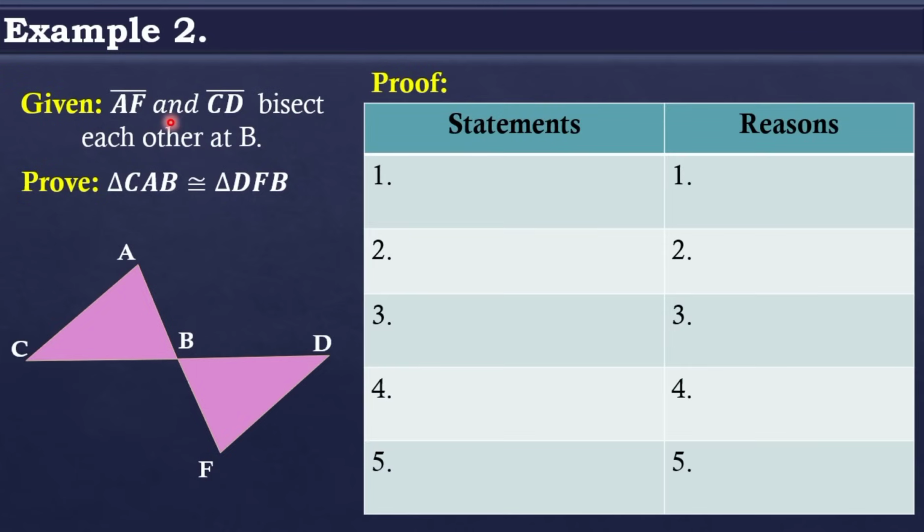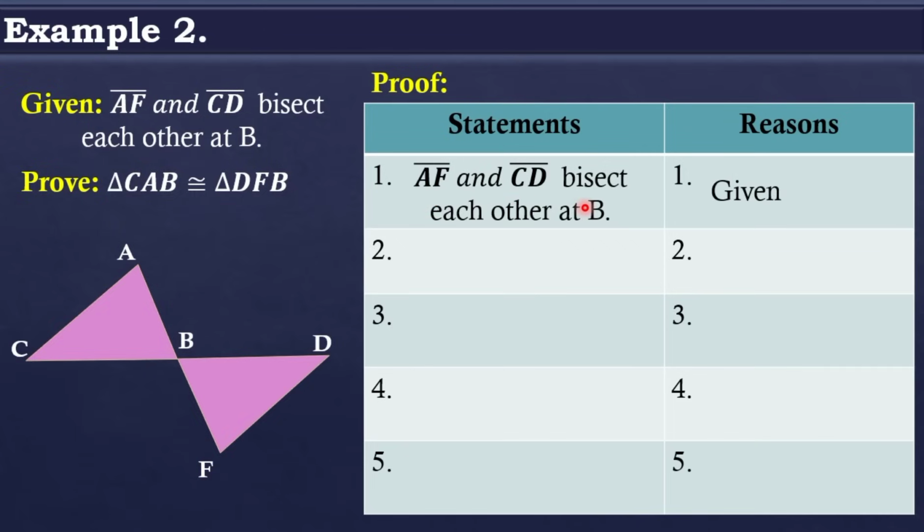So, dito po, ang sabi dito, bisect. So, nag-bisect sila dito sa B. So, ibig sabihin, si AF mo, hinati niya into two congruent segments. Si CD mo, hinati niya rin into two congruent segments. Yun po ang given natin. So, lagay natin at AF and segment CD bisect each other at B. So, ibig sabihin, that is our given.